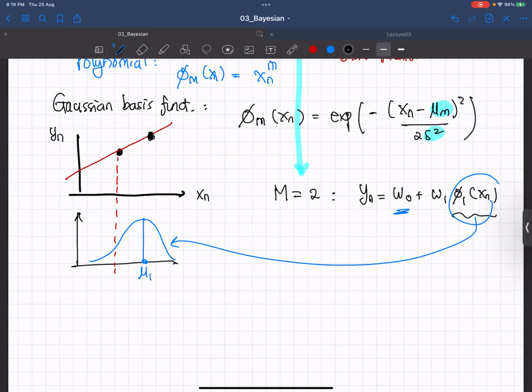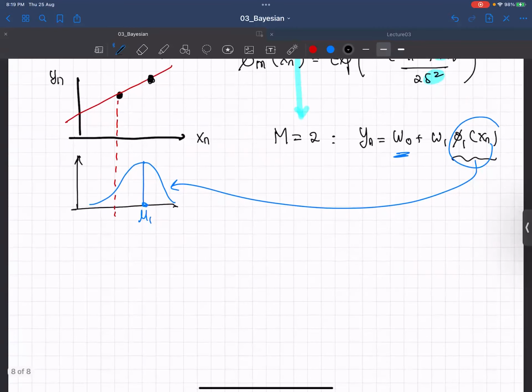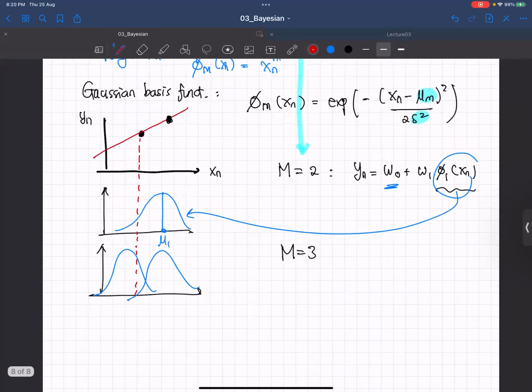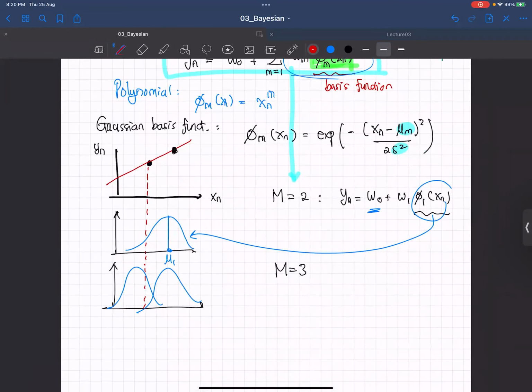Okay, so that's the basic idea of this basis function. I understand that it's not really intuitive. It's very difficult for me also to explain to you. But magically it works. If m equals 3, for example, it means that you have 2 Gaussians. So now you are supported by 2 Gaussians, then you can draw the red line even better. So basically, you have to try. You have to do the coding here, and then you will see the power of this basis function.